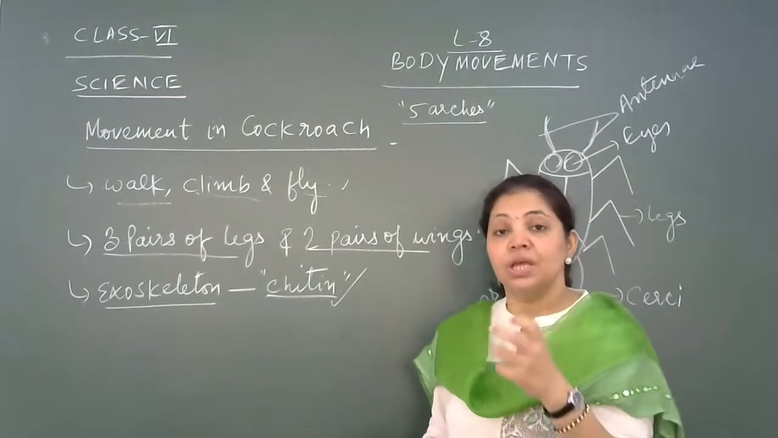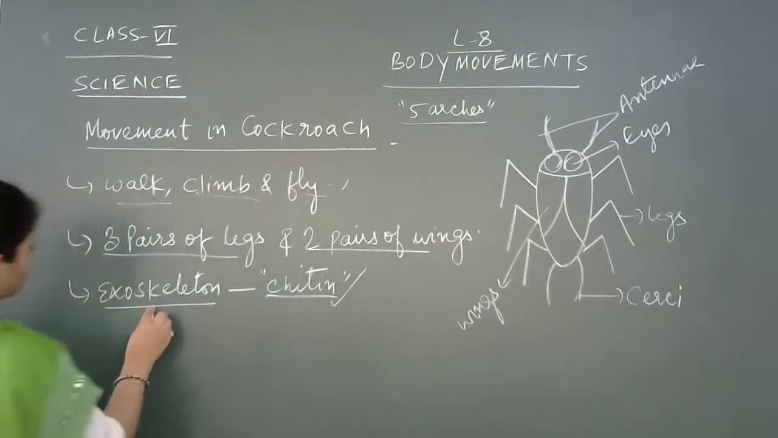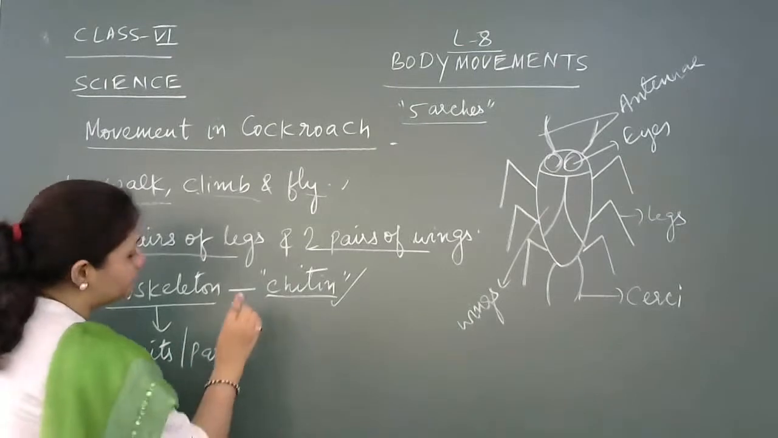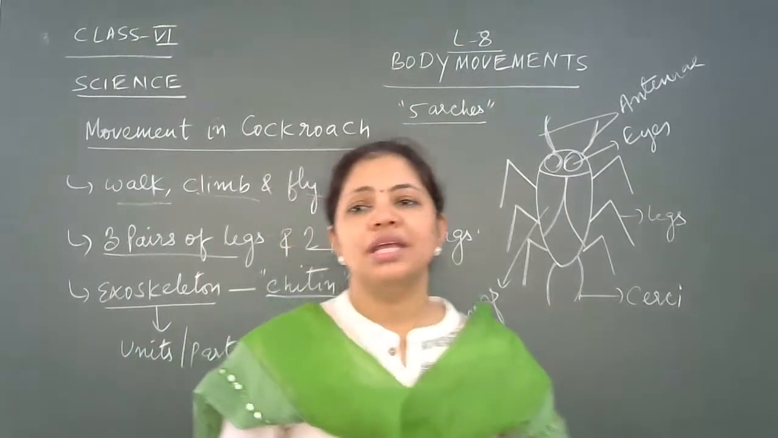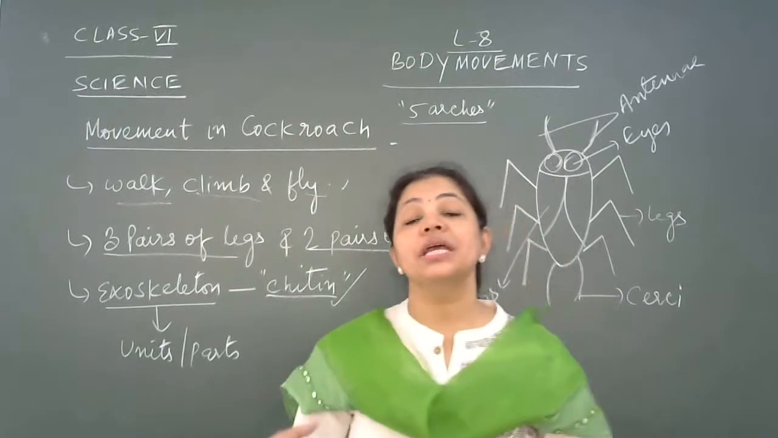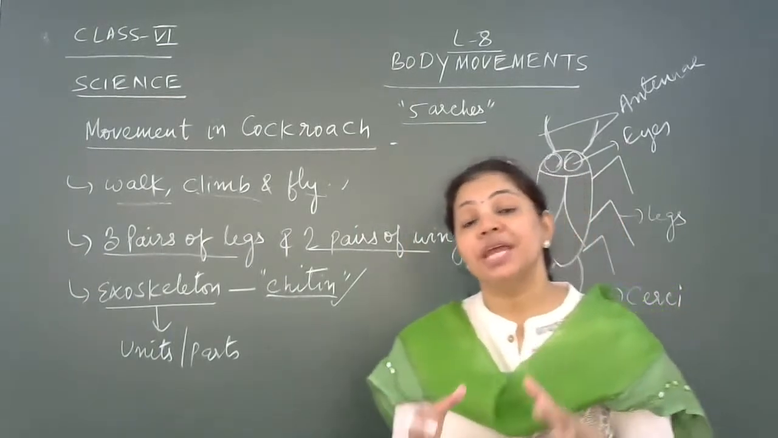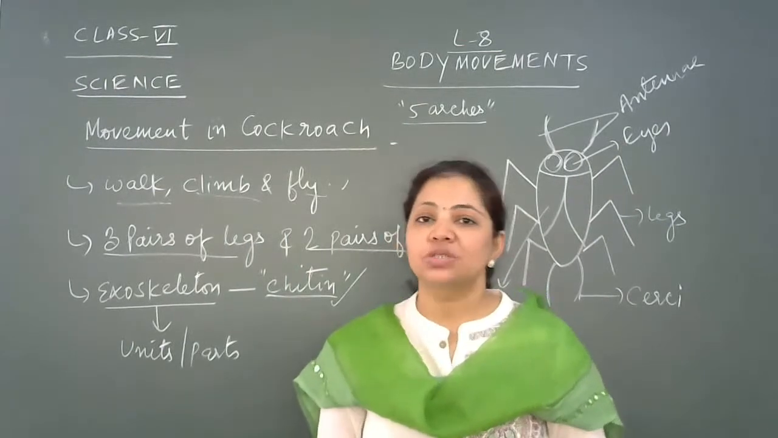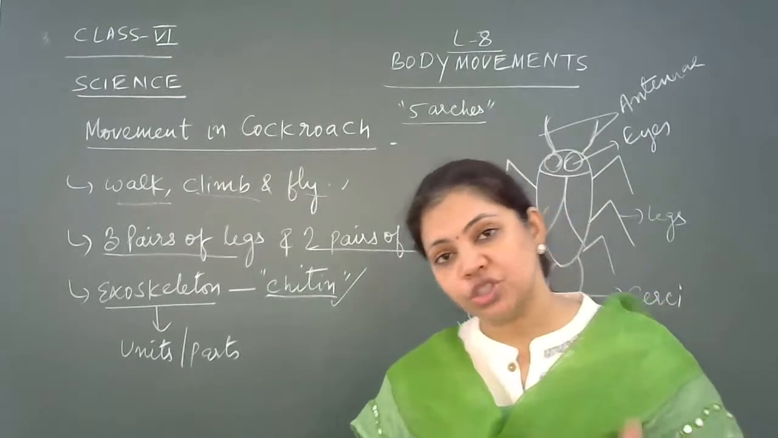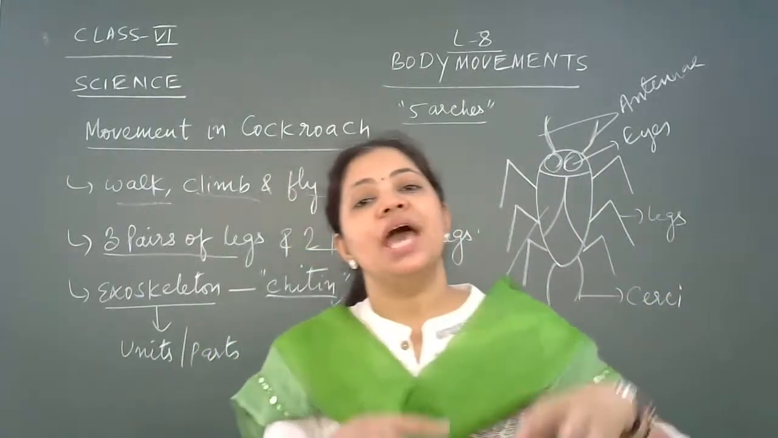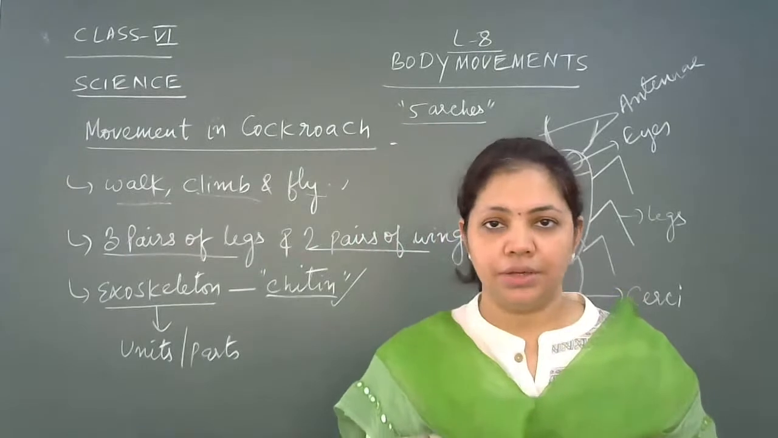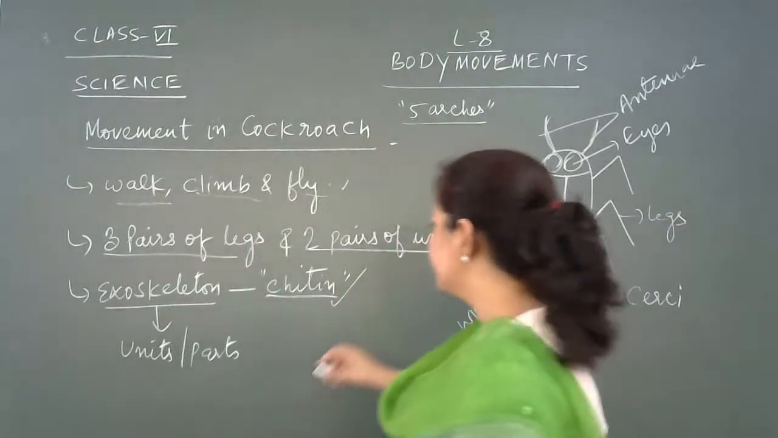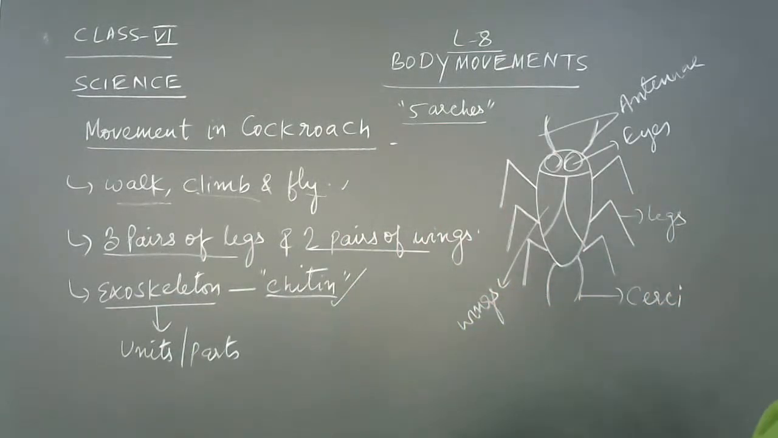And do remember that the exoskeleton of cockroach occurs in units or parts. Means it is not occurring just as a single sheet, but it is occurring in parts only, and the wings of the cockroach are a part of its exoskeleton only. Yes, the wings of the cockroach are part of its exoskeleton, right? So that is made up of chitin. Okay.